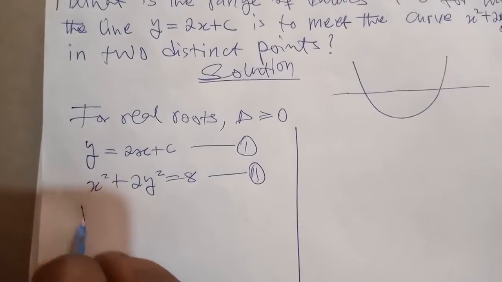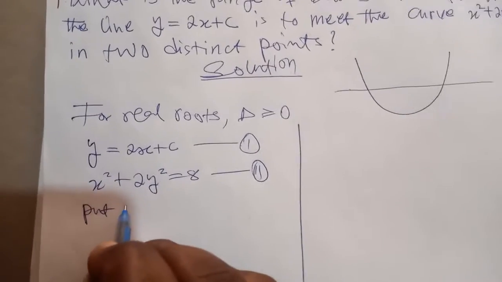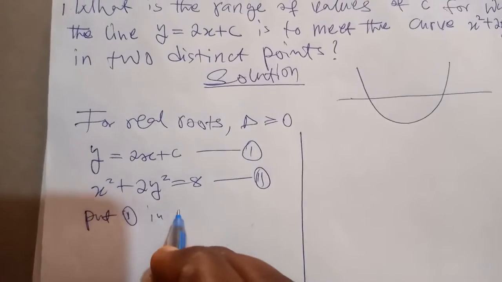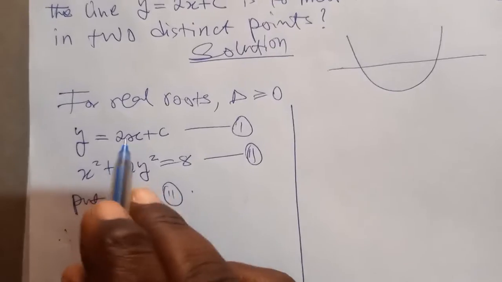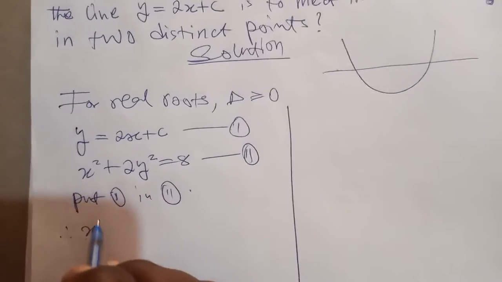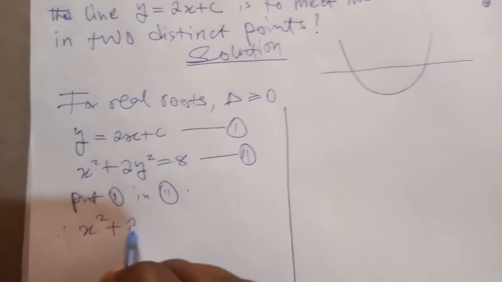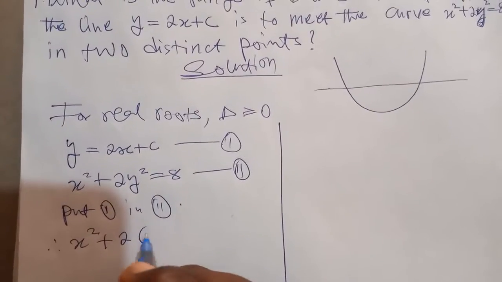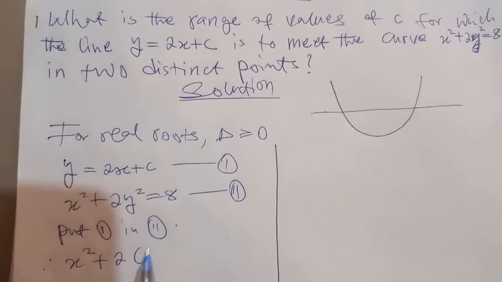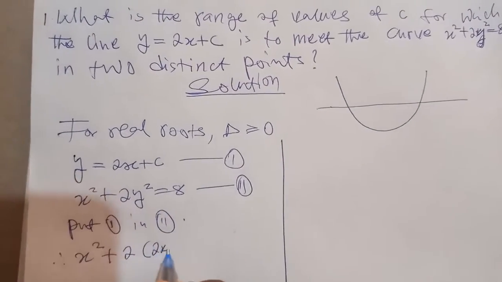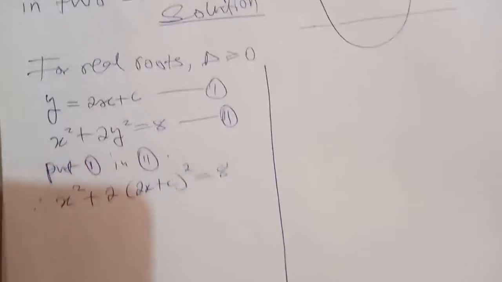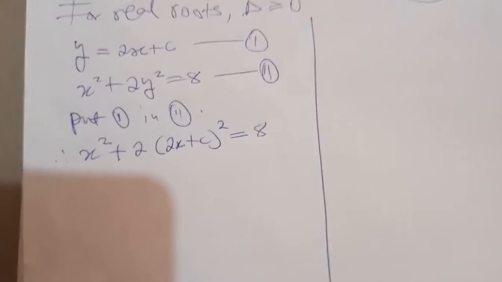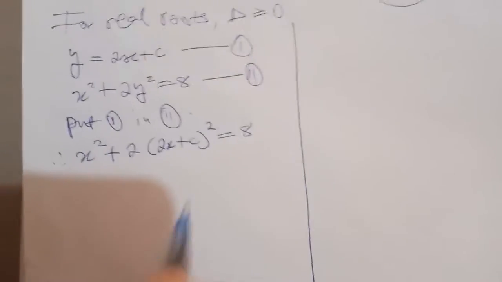So I will say put 1 in 2. That means that anywhere there is y, I replace it by this. So I will have x squared plus 2 bracket 2x plus c squared, and this would be equal to 8. Now I have this equation in terms of x only. c is a constant.